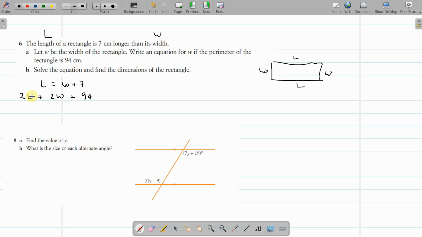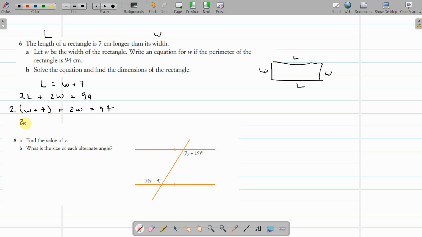Now we can't get an answer while that's there. We've got to work it so there's just one variable, and that variable has got to be W. So we're going to put in here, instead of L, W plus 7. And when we do that, we've got just W's. So 2 times the length, which is that, 2 times (W plus 7) plus 2W equals 94. So now we can get an answer because we've just got W's.